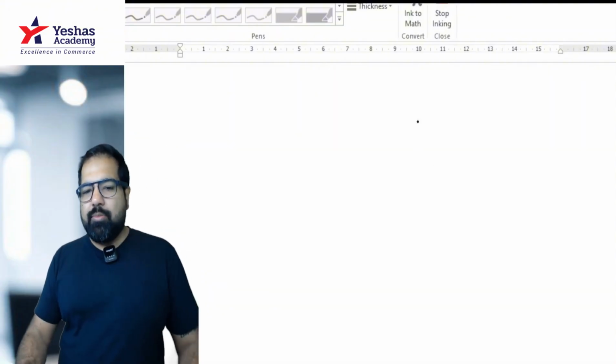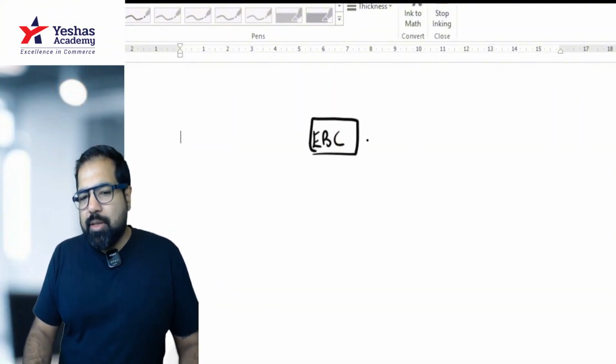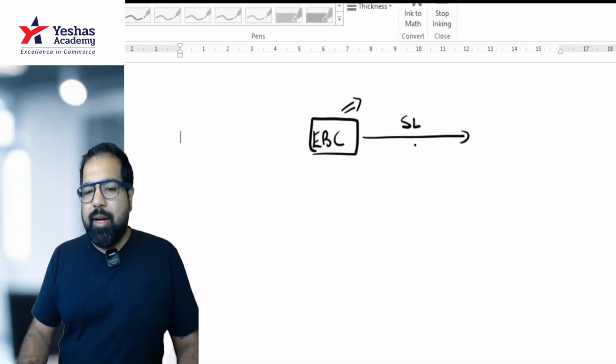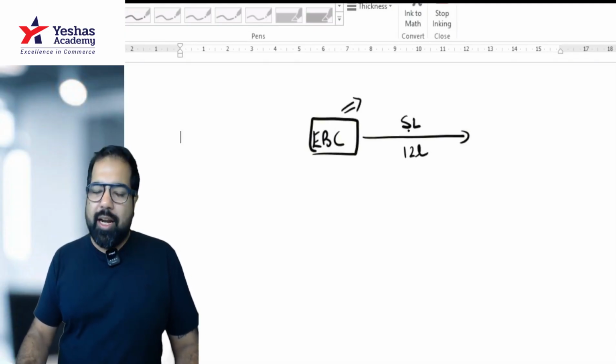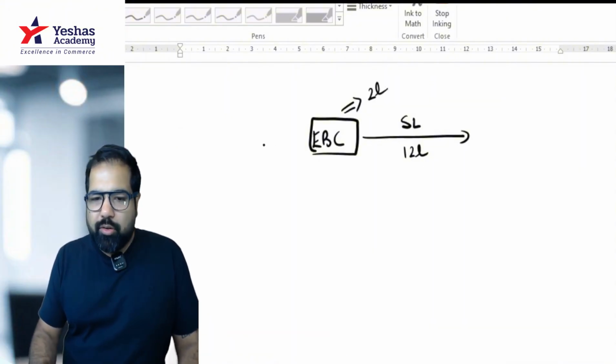First, we'll understand something here. I'm an electric bike company and I'm making some supplies, and supply leads to liability. My liability for the month, I made a supply of, let's say, 12 lakh rupees. I'm just taking random numbers, 12 lakh, and my liability for the month is 2 lakh rupees. I need to pay 2 lakh to the government.